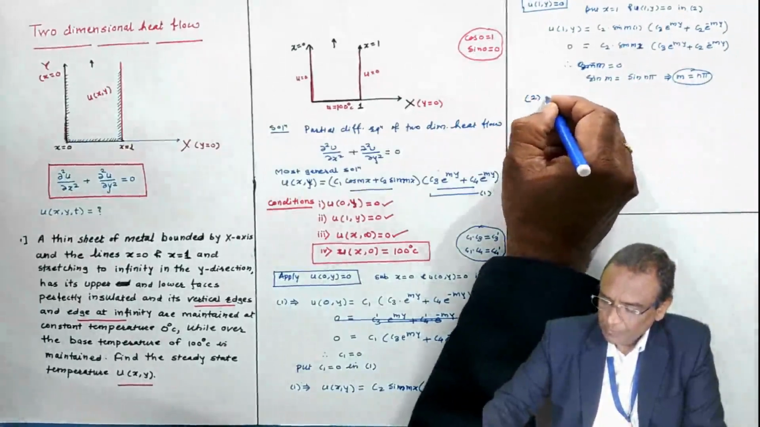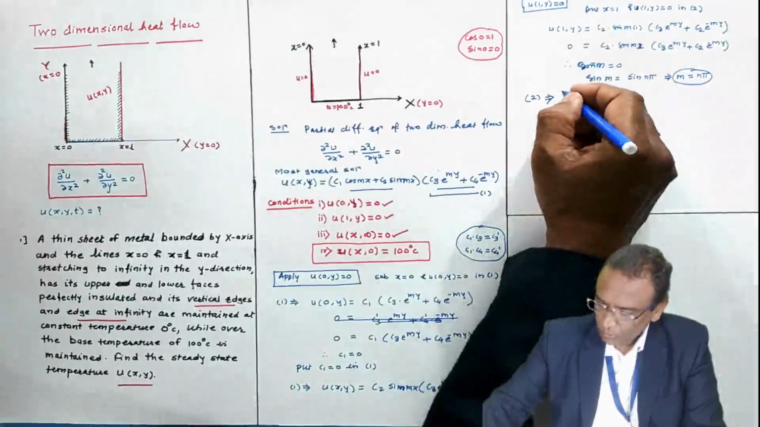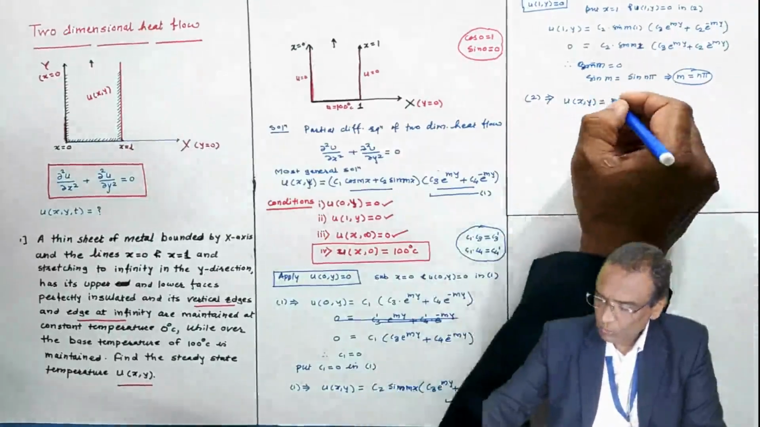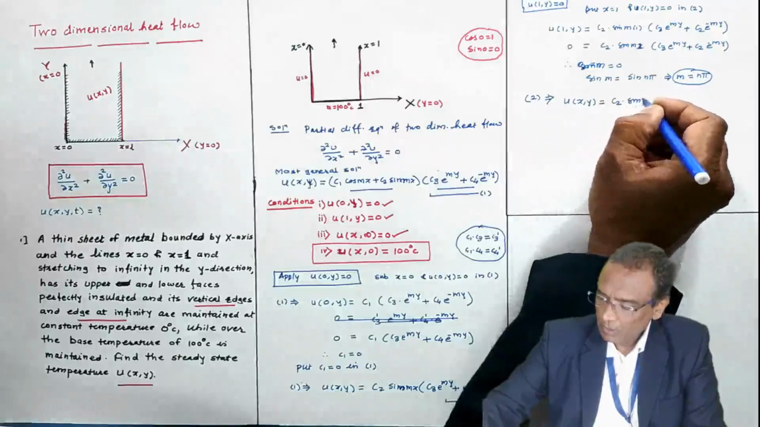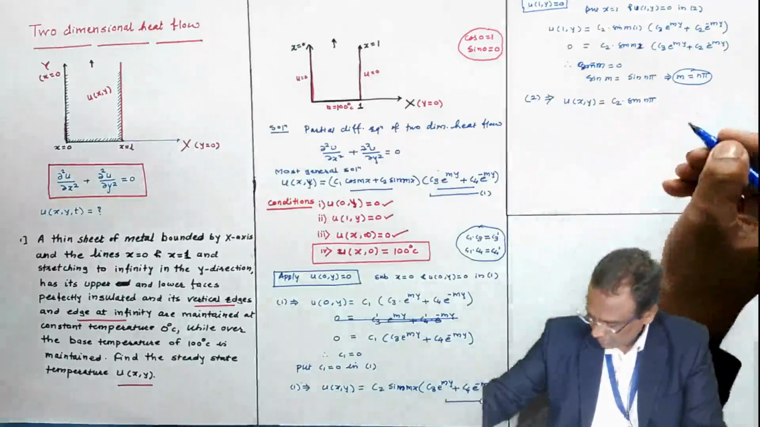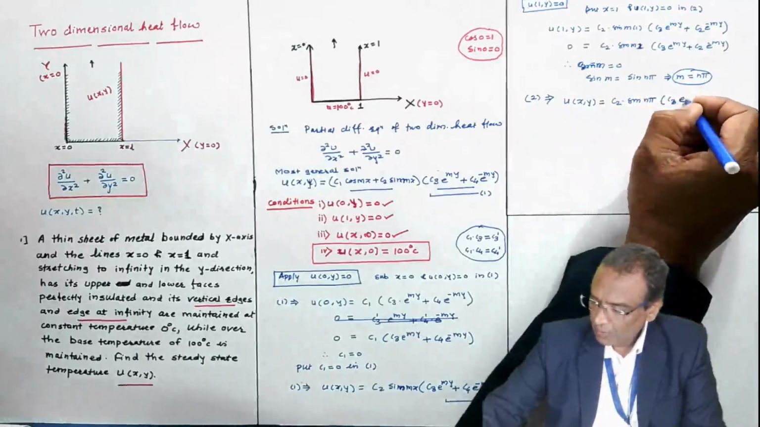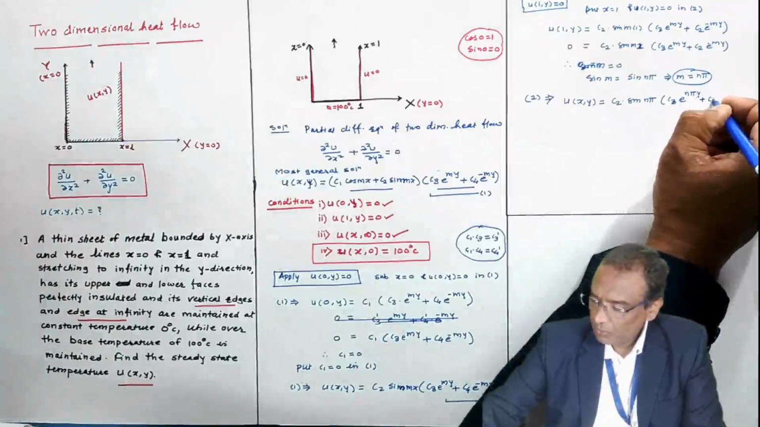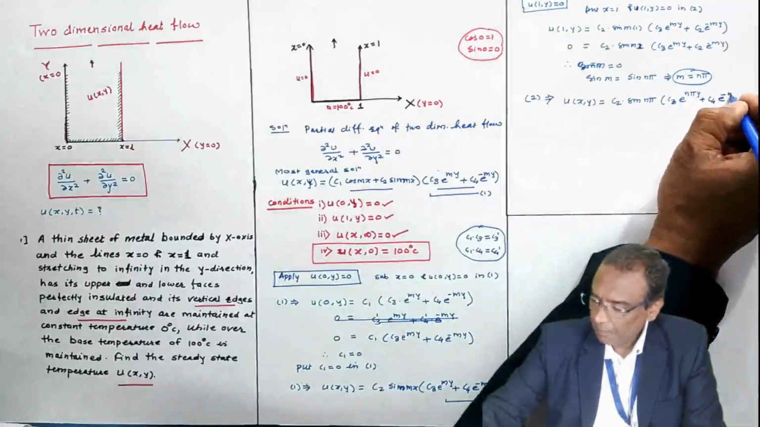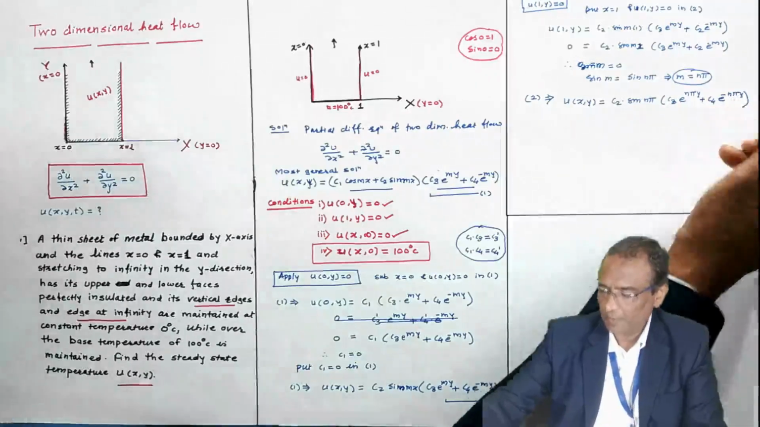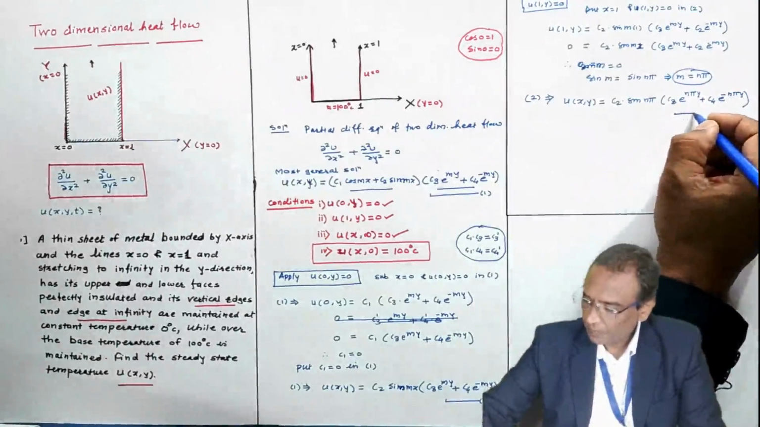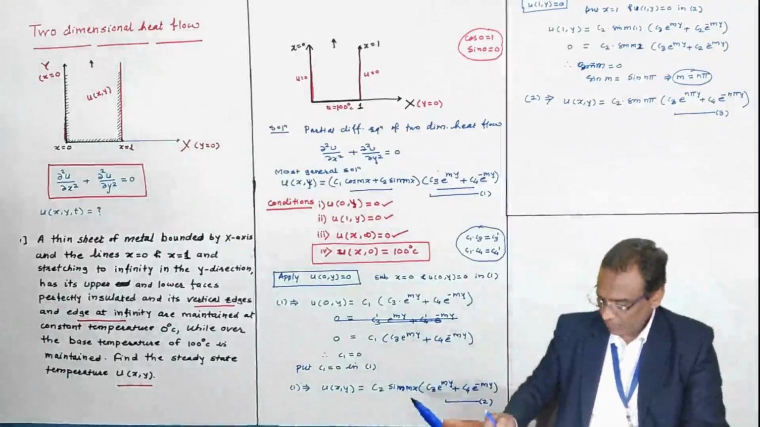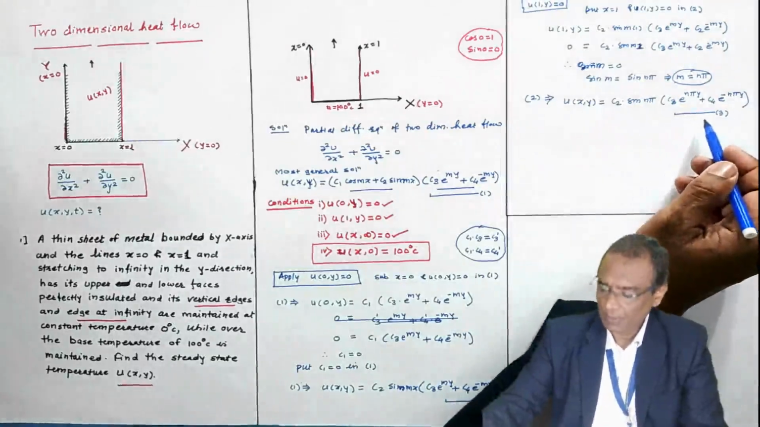Therefore, equation 2 implies, equation 2 is what? U of xy equals C2 into sin of m, where the value of m is n pi, C3 e to the power n pi y, plus C4 e to the power minus n pi y, like this. Okay, this is equation 3. Here we found the value of m and I have substituted here. The latest equation 3 I have obtained.